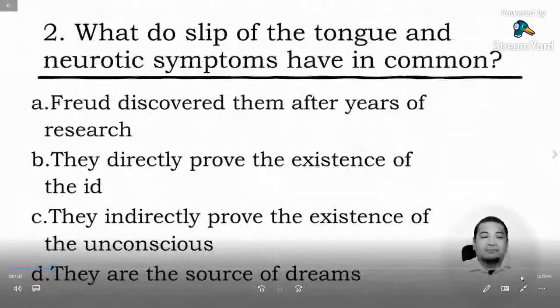Number 2. What do slip of the tongue and neurotic symptoms have in common? A. Freud discovered them after years of research. B. They directly prove the existence of the id. C. They indirectly prove the existence of the unconscious. Or D. They are the source of dreams.